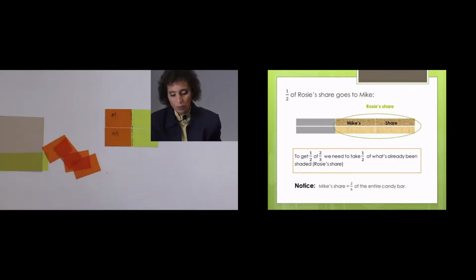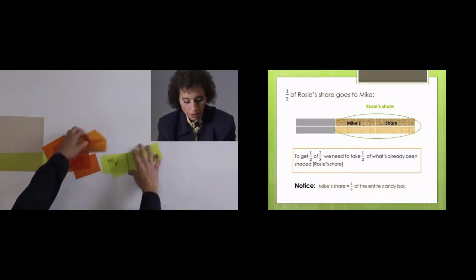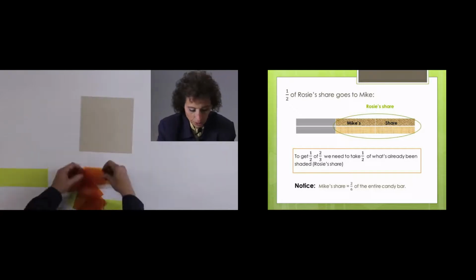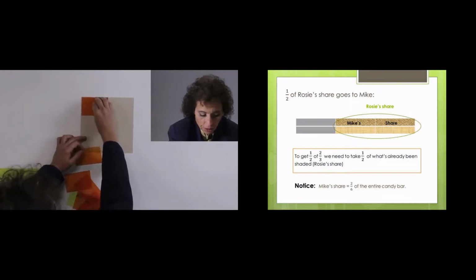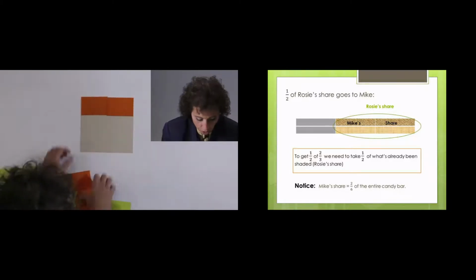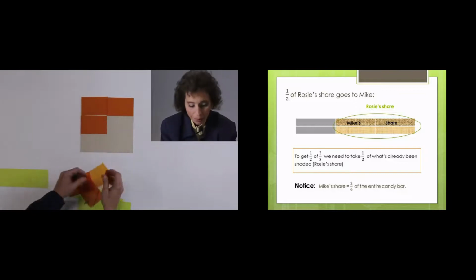I'm just going to say these pieces. Let's talk about what these pieces are. Come back to the original: these pieces are 6ths. Those are the pieces I showed you before. So these pieces are 6ths. So Mike gets 2/6 of the candy bar.